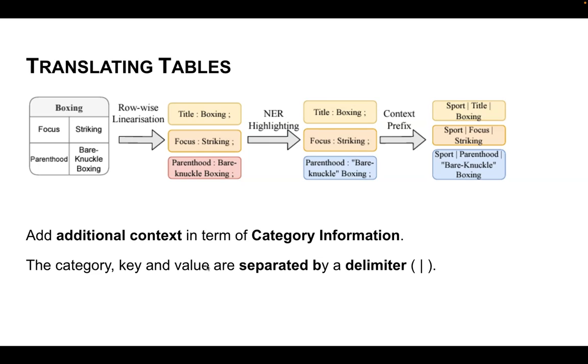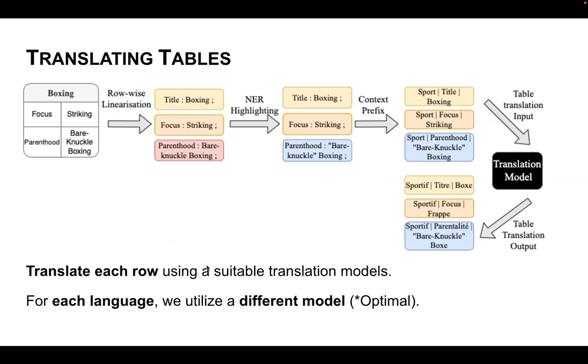Next, we add additional context for better translation. We found that adding context like the category information is beneficial. Otherwise, the key can be interpreted in a wrong way. For example, focus has a very different meaning in sports as compared to study terms, or parenthood has a different meaning in a different context versus a sports context. So adding context, like that it's a sports table, is beneficial. We also use a vertical bar as a delimiter to separate, because this really helps in extraction in the later stages of the pipeline. Next, we did the translation for each row separately, one after another.